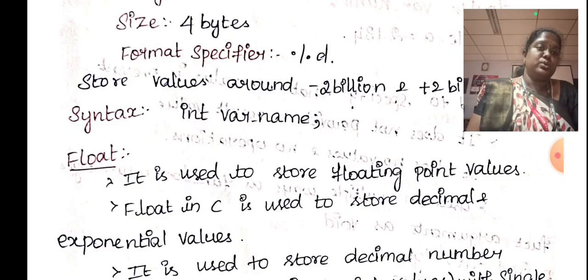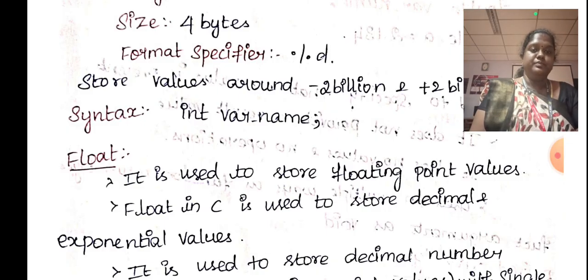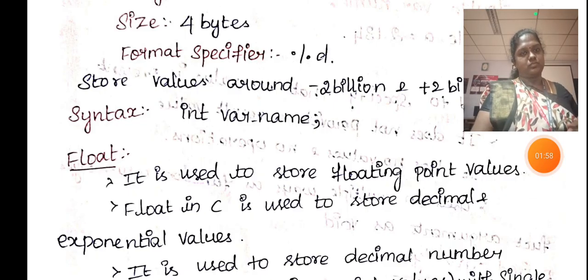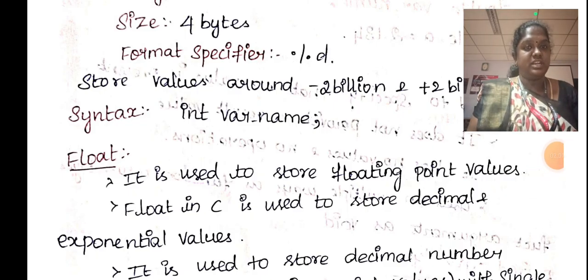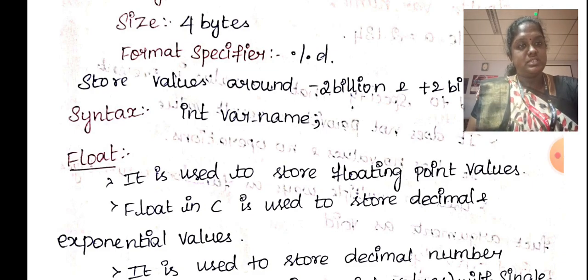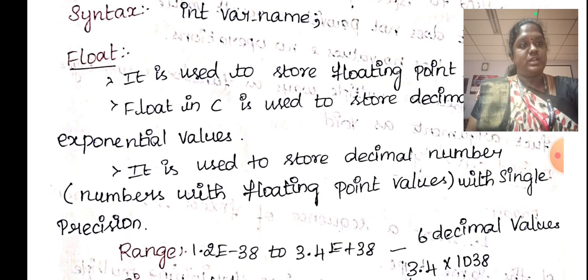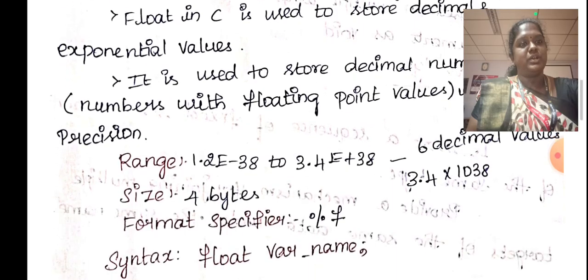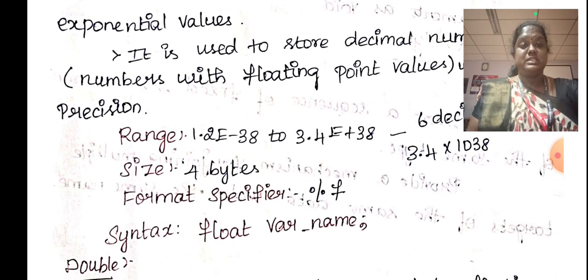Float is used to store floating point values. Float in C is used to store decimal and exponential values. It is used to store decimal numbers, numbers with floating point values, with single precision. Automatically it will be stored like 3.1, 3.4 and so on. It has the same size as int, 4 bytes. The format specifier is %f because it is a float.